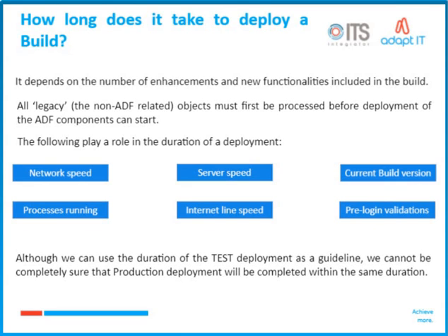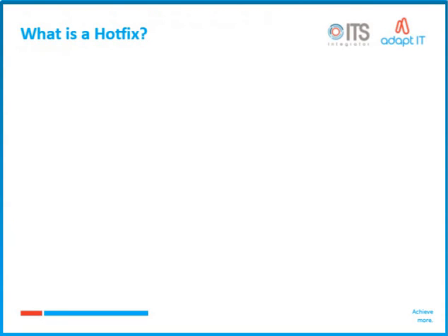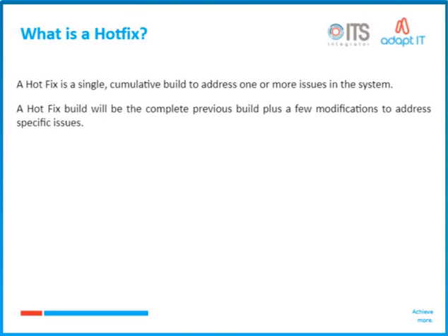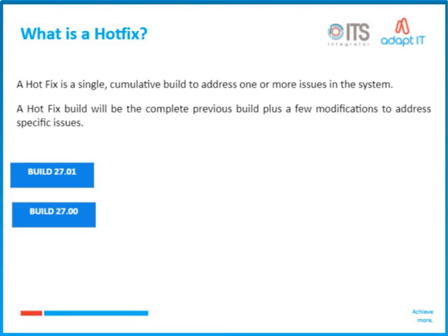Although we can use the duration of the test deployment as a guideline, we cannot be completely sure that production deployment will be completed within the same duration. What is a hotfix? A hotfix is a single cumulative build to address one or more issues in the system. A hotfix build will be the complete previous build plus a few modifications to address specific issues. Deploying a hotfix, e.g. build 27.01, which is a small component, when the latest build, e.g. build 27.00, is already deployed, may take up to an hour.